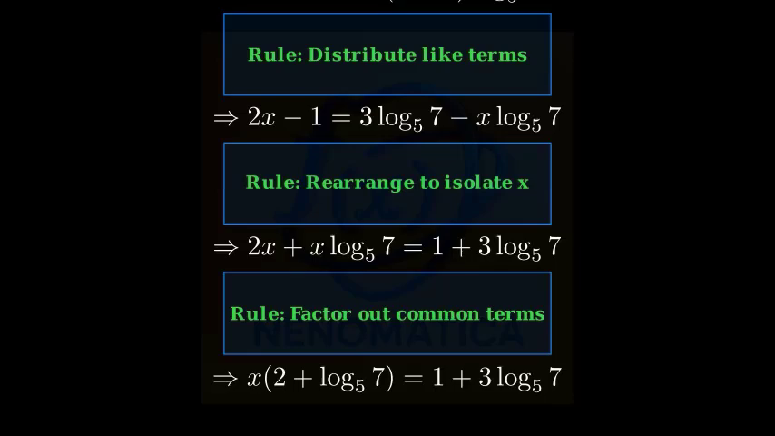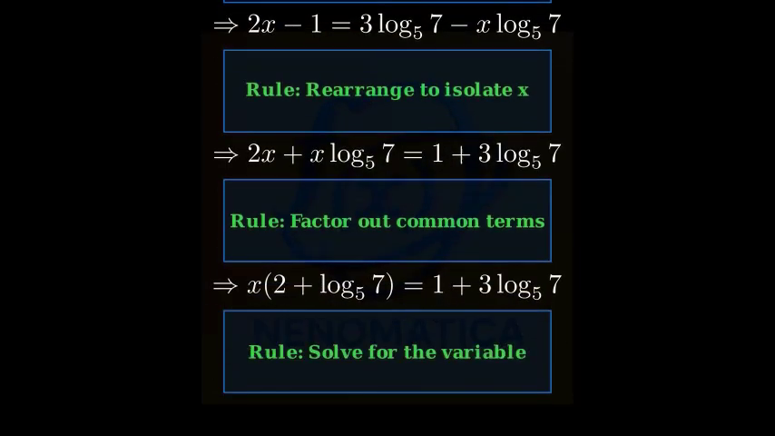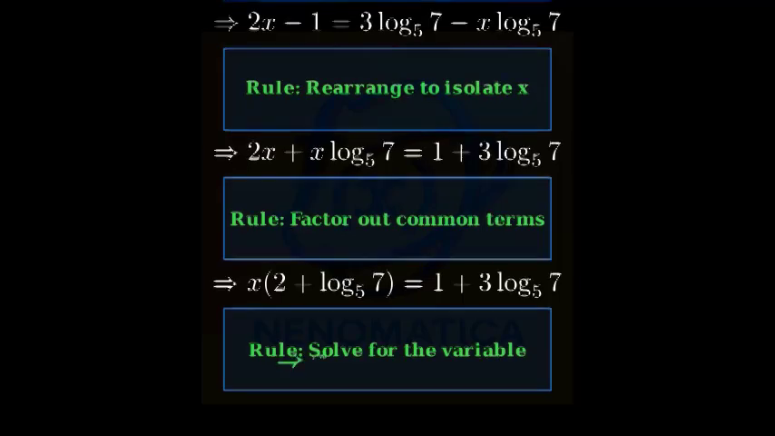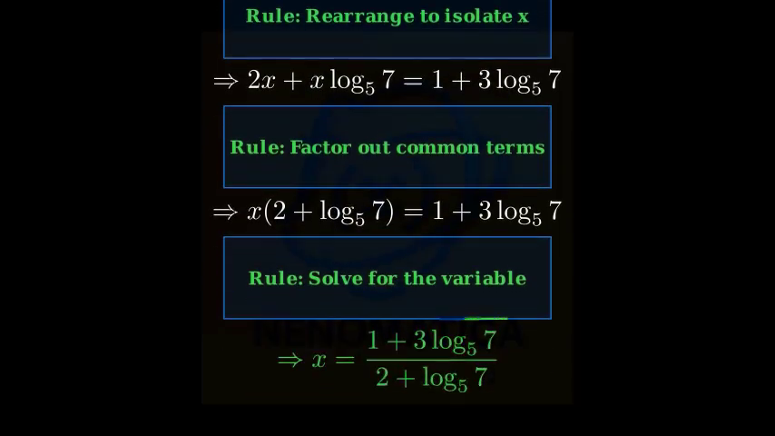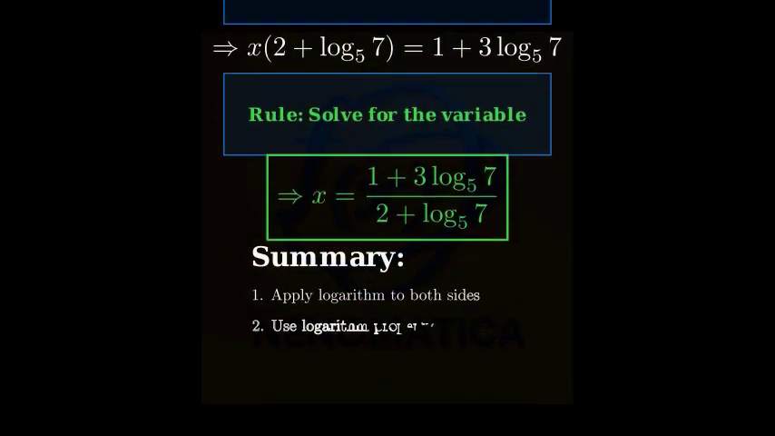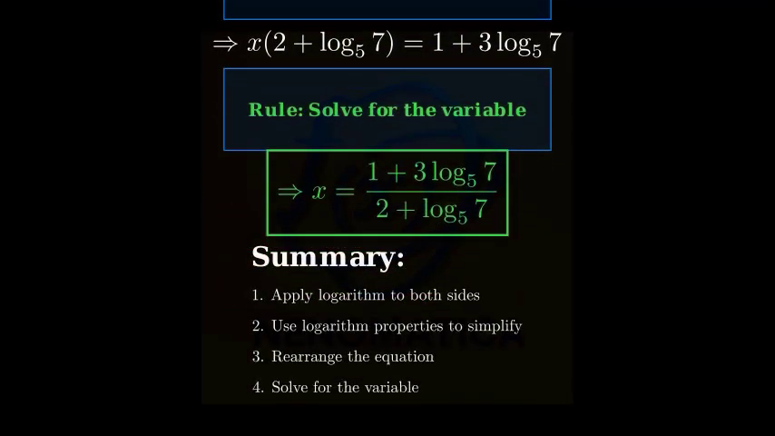Finally, we can solve for x by dividing both sides by the quantity 2 plus log base 5 of 7. This gives us our final answer. x equals the fraction with numerator 1 plus 3 times log base 5 of 7 and denominator 2 plus log base 5 of 7. And that's our solution. To verify it, you could substitute this value of x back into the original equation and check that both sides are equal. Let's review what we've learned.